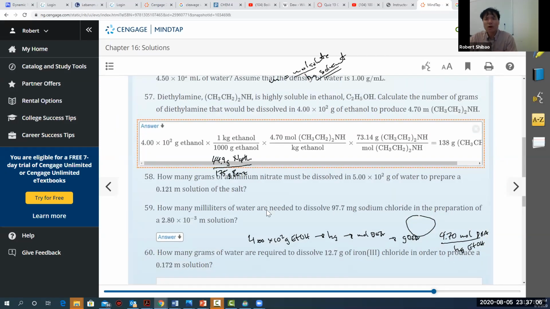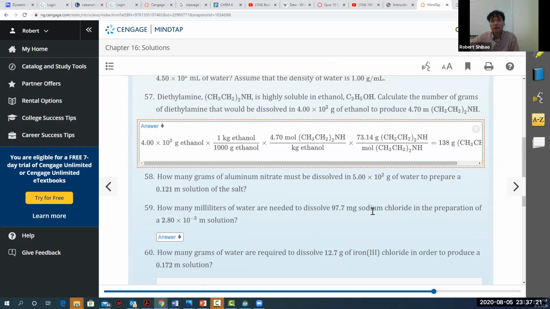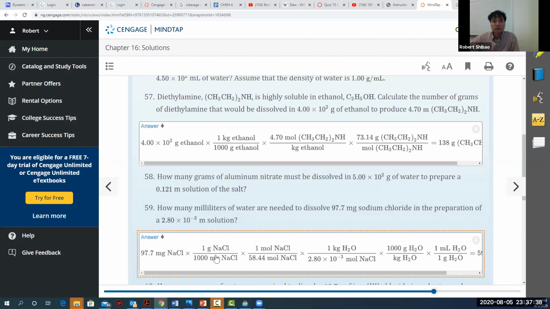How many milliliters of water are needed to dissolve 97.7 milligrams of sodium chloride in the preparation of a 2.80 times 10 to the minus 3 molal solution? So we're going to go from milligrams of sodium chloride to grams of sodium chloride, then grams of sodium chloride to moles of sodium chloride, moles of sodium chloride to kilograms of water to grams of water to milliliters of water.